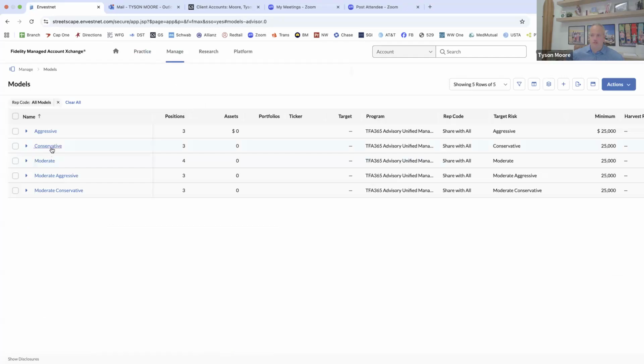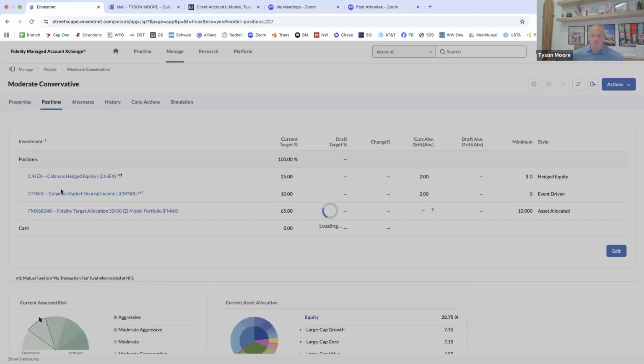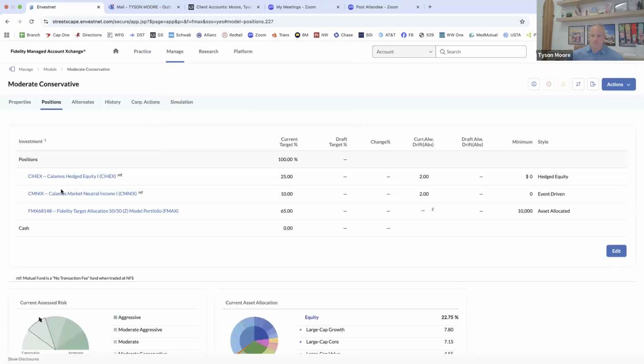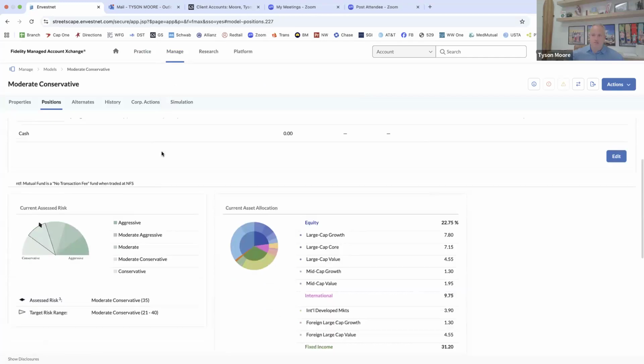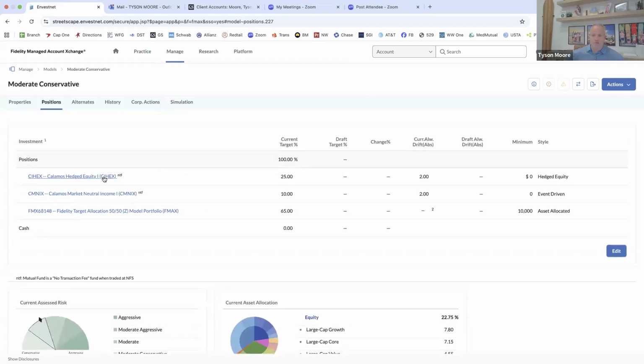And then if I go to conservative, or moderate conservative is my next one. I got this one down kind of where it needs to be, but similar story. I'm using Calamos hedged equity. I'm blending in a little bit of market neutral income, which is even more conservative, and I'm just using Fidelity's model.